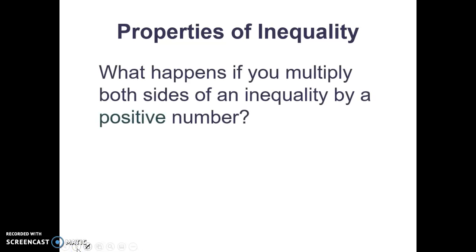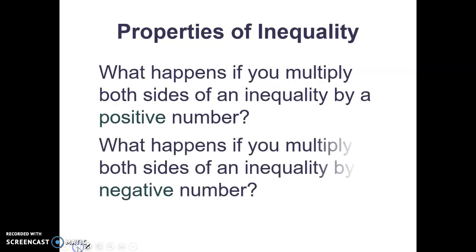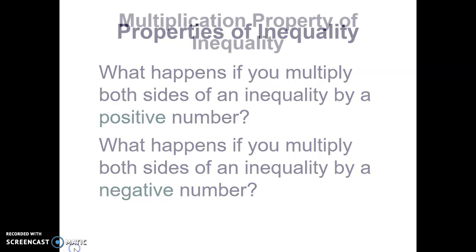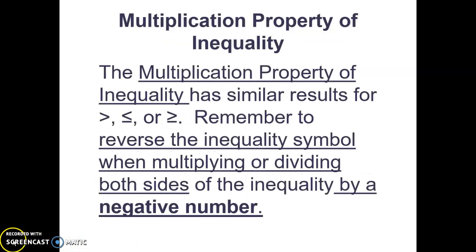So what happens if you multiply both sides of an inequality by a positive number? Try some examples and see if you can figure that out. What happens if you multiply both sides of an inequality by a negative number? Well, let's take a look at the rules for when we multiply by positive or negative numbers.